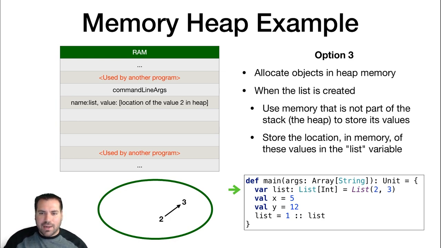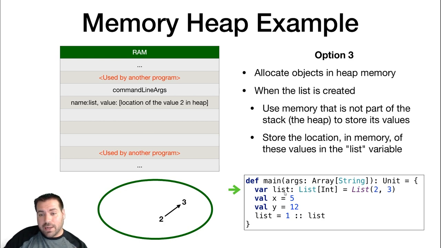Give me some more memory. I don't care where it is. I don't care anything about it. Just give me this much memory somewhere on that RAM stick. And in our case, give me enough memory to store 2 ints. We're going to put it somewhere. We don't really care where these values end up, but we're going to get the location of that memory. And that's what we store in the variable list.